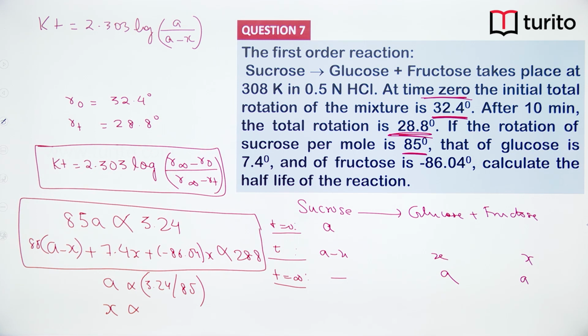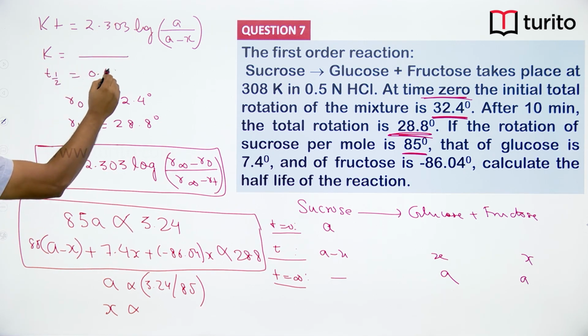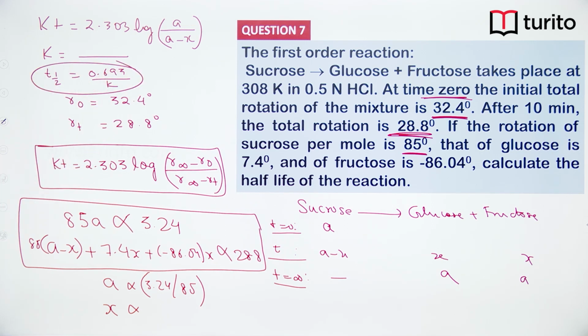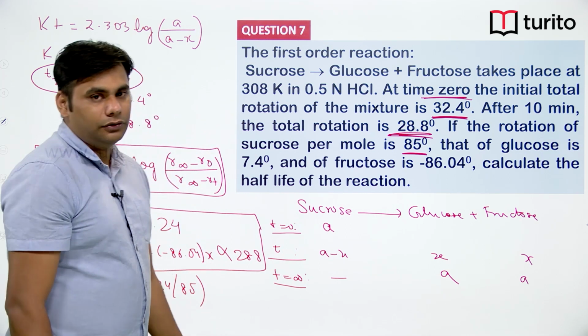So this would be K, and T half would be 0.693 upon this K, because this is a first order reaction, a pseudo first order reaction. I hope this question is clear to you. Again a very good conceptual question, which on the go seems a little difficult. Just do it after the class, do the calculations and get the answer. I will share the answer with you in the next class.